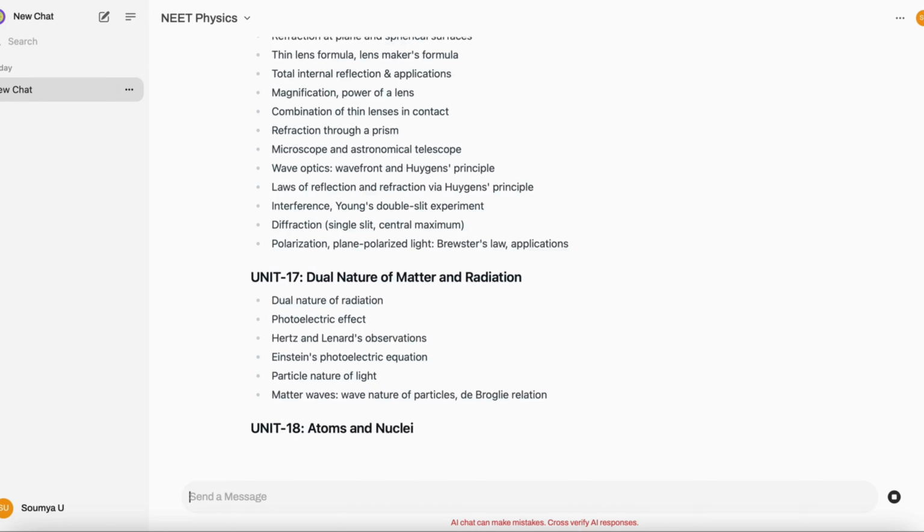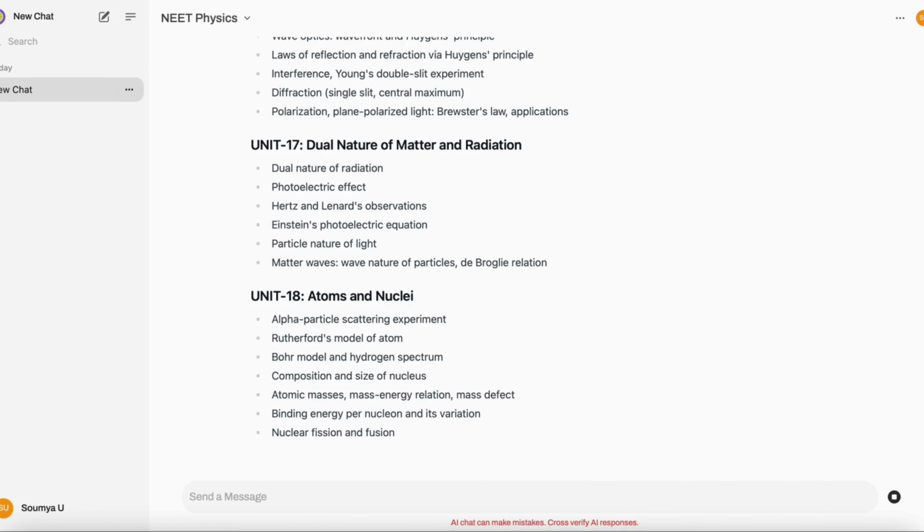Unit 18, Atoms and nuclei. Alpha particle scattering experiment, Rutherford's model of atom, Bohr model and hydrogen spectrum, composition and size of nucleus, atomic masses, mass-energy relation, mass defect, binding energy per nucleon and its variation, nuclear fission and fusion.